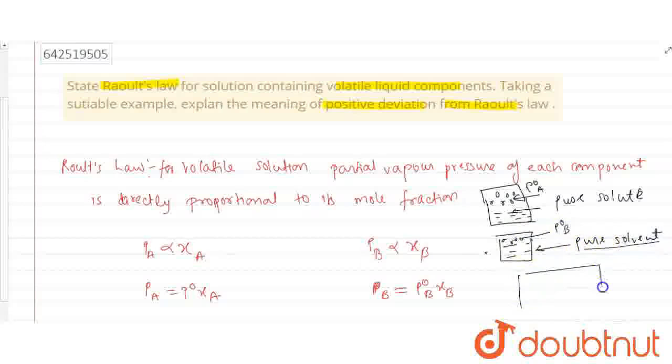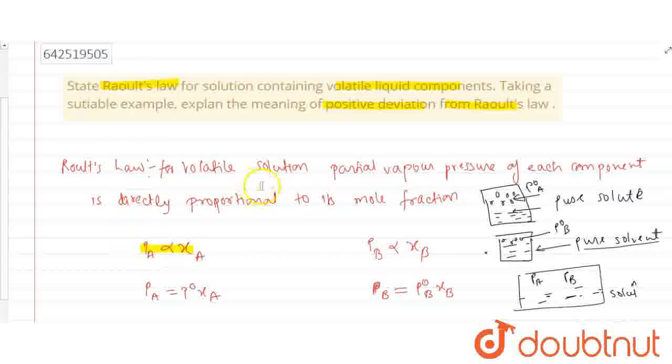So when we mix solute and solvent and form a solution here, pressure will be of the solute also and pressure will be of the solvent also. So what is the amount of vapor pressure in this solution? That amount will be proportional to its mole fraction. This is Raoult's law.